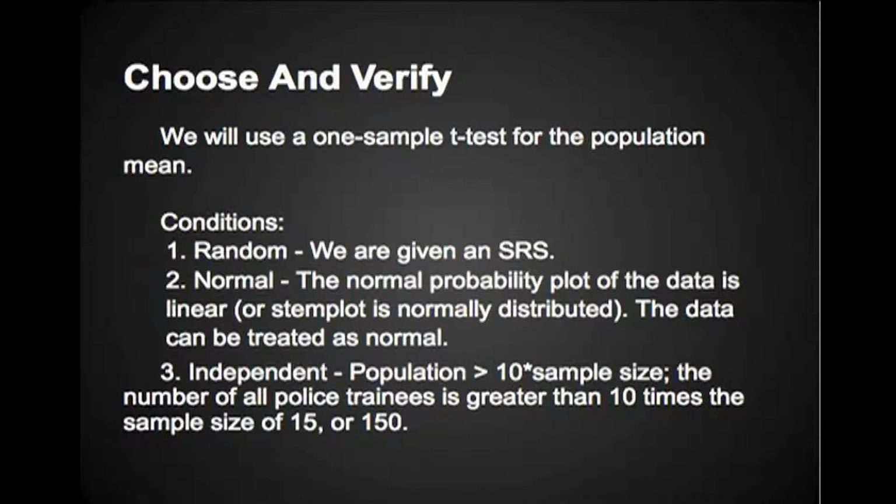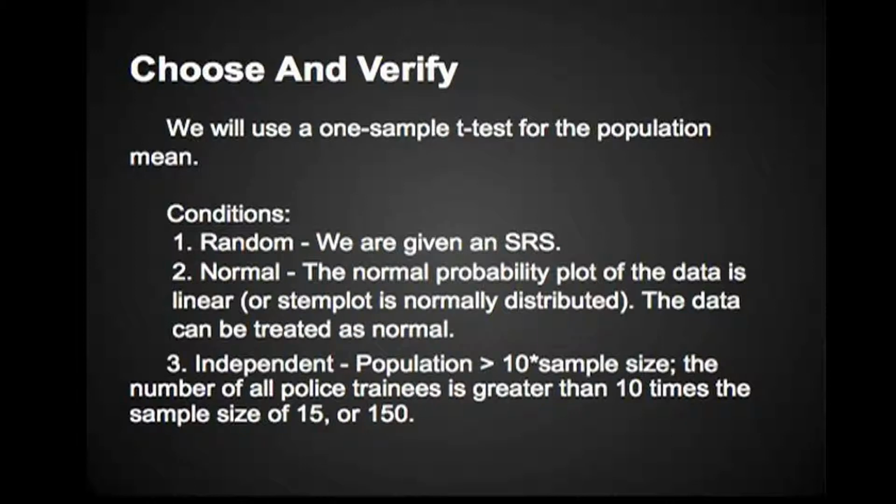Next, we will choose the test we are going to use and verify that the conditions are met. Because we are analyzing a matched pairs experiment, and we do not know the population standard deviation, we will use a one-sample t-test for the population mean. The conditions are: 1. Random. We are given an SRS in the problem. 2. Normal. The normal probability plot of the data is linear, which means the data can be treated as normal. 3. Independent. The population is greater than or equal to 10 times the sample size. The number of all police trainees is greater than 10 times the sample size of 15, or 150.